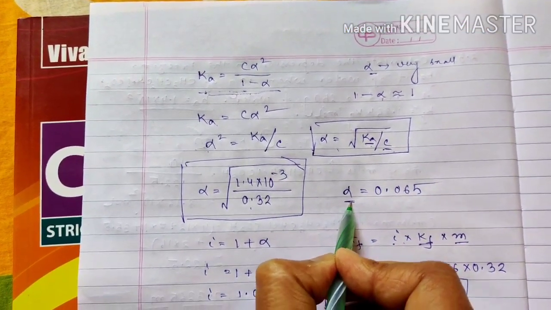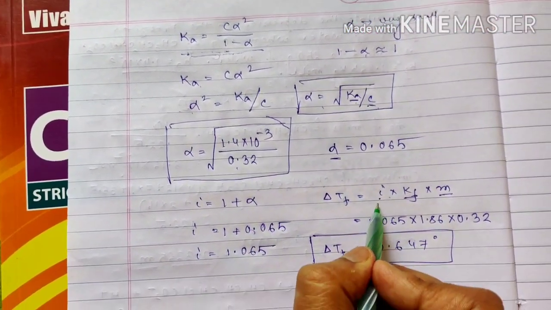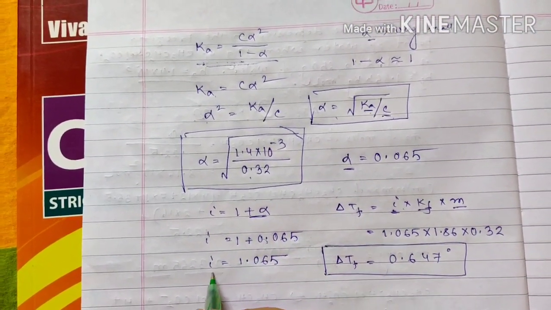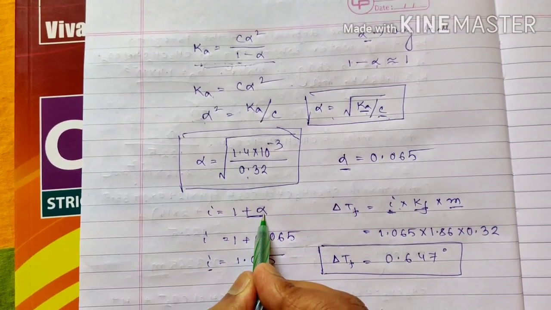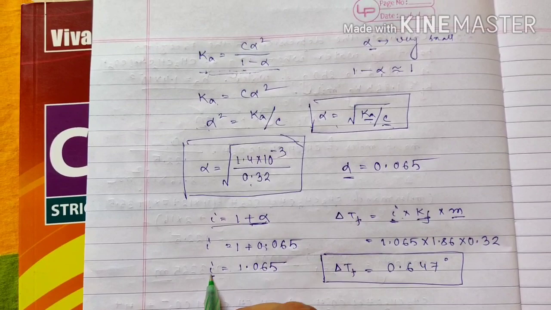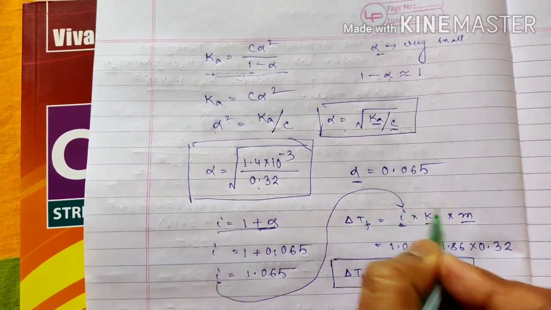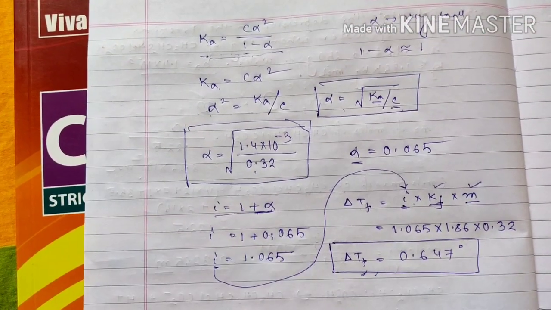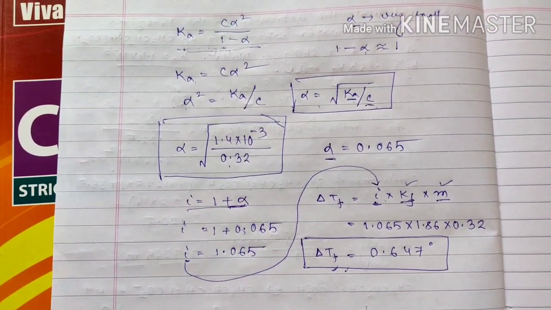Now alpha itself is not enough, because we have to put the value of i actually, and i is correlated with alpha. So we calculate the value of i by putting the value of alpha. This we had calculated earlier. So now we get i. This i value we put here. m is already calculated and Kf is given. Now only we get the final value. So this is the whole story.